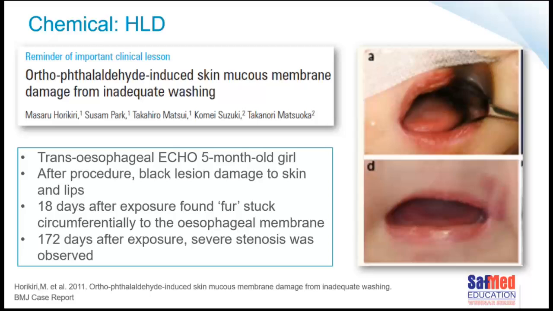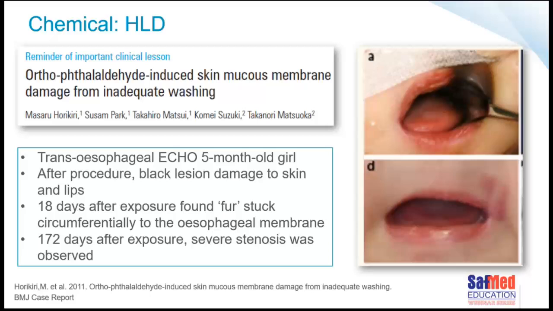What happened at the end of the day was the child suffered widespread damage, including to the lips, the tongue, the pharynx, the esophagus. And all of this was from the probe that hadn't been properly managed. It wasn't properly rinsed after high-level disinfection. The initial symptoms included this black discoloration and mucosal damage to the child.